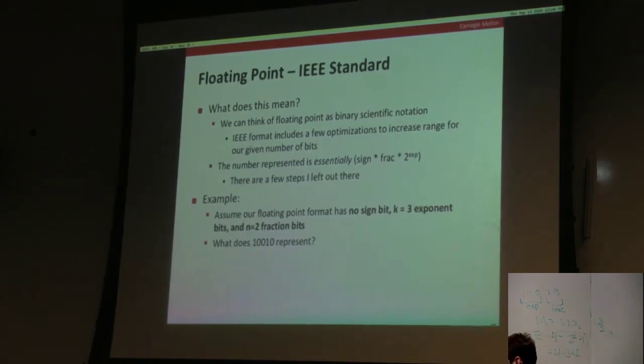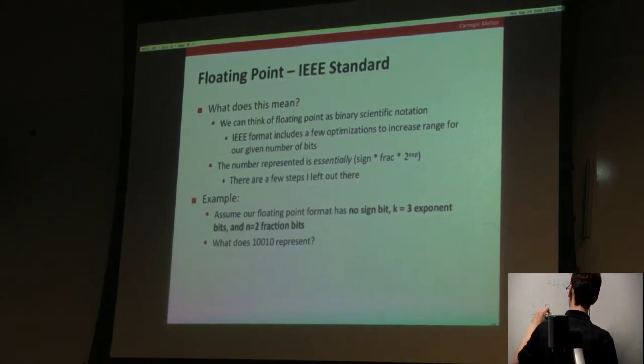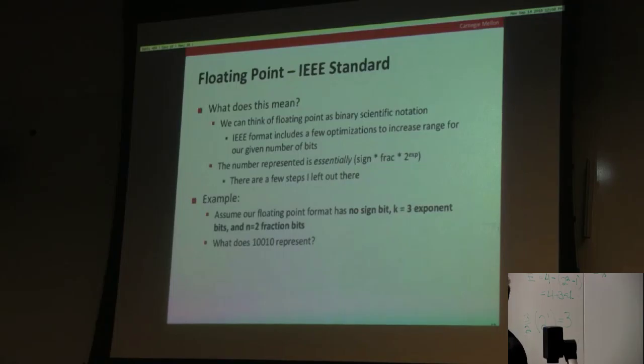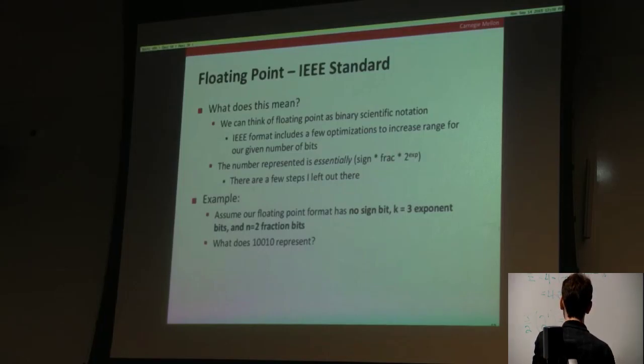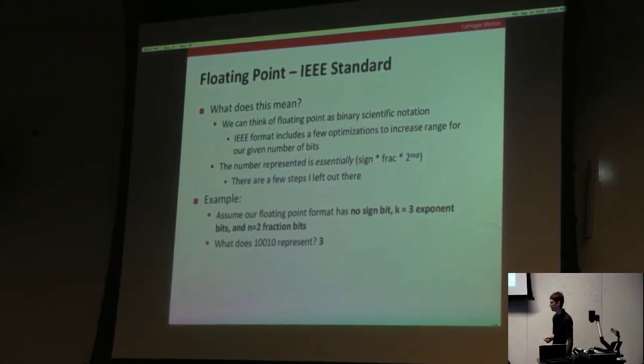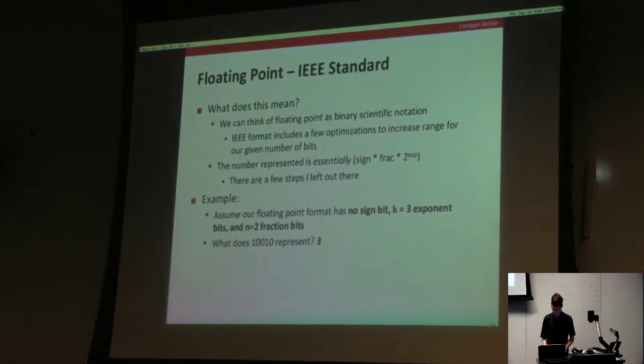We don't have a sign bit. We're assuming all of these numbers are positive in this 5-bit system. So what's the value of our floating point number? It's 3 halves times 2 to the 1 equals 3. So with no sign bit, 3 exponent bits, 2 fraction bits, 10010 is equal to the decimal number 3. Does that make sense how we got that? And sure enough, the slides agree with me that that's the answer.